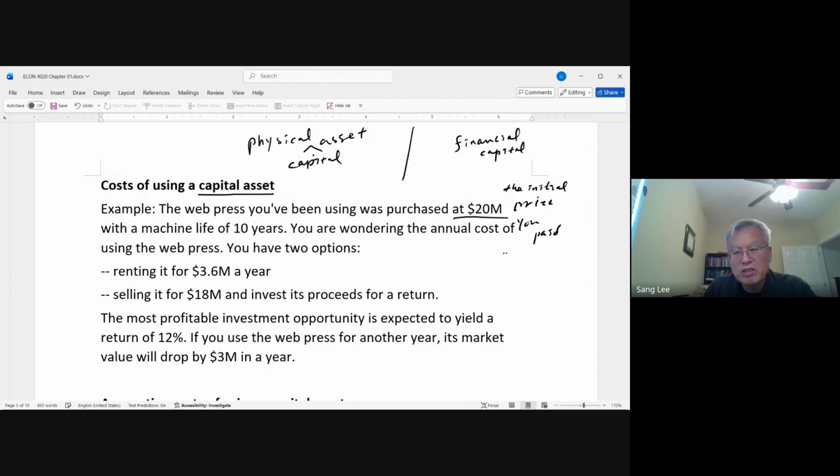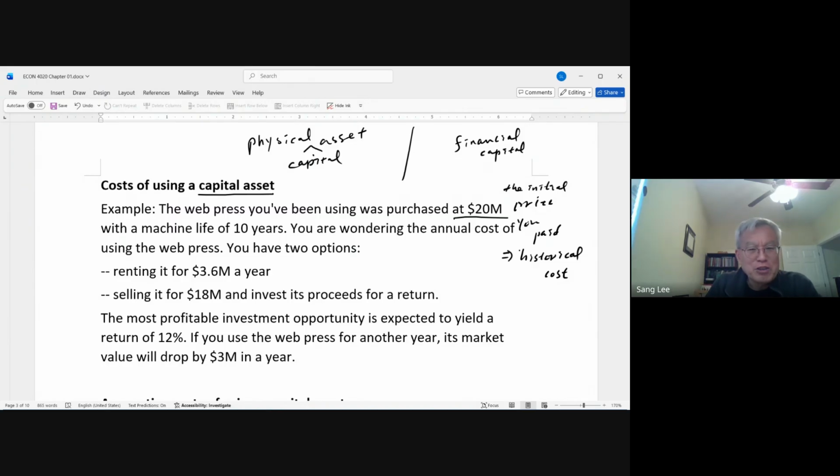Sometimes we call this what? Historical cost. That means the total price you paid for something, and then you should be able to generate what? A receipt, proof of a purchase. Before your CPA writes off certain expenses, your CPA will always ask for the proof of a purchase. Did you actually spend this much money? So here, yes, you spent $20 million for this web press machine.